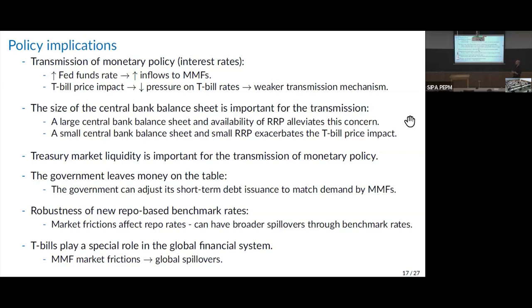And then you can think of how the robustness of the repo-based benchmark rates could be affected by frictions in the money market fund sector, which could have more spillovers, which is something you don't want to have. And finally, if you take the role that money market funds play in the global financial system, then money market fund frictions can also lead to more global spillovers, and that's also something that's worrying.